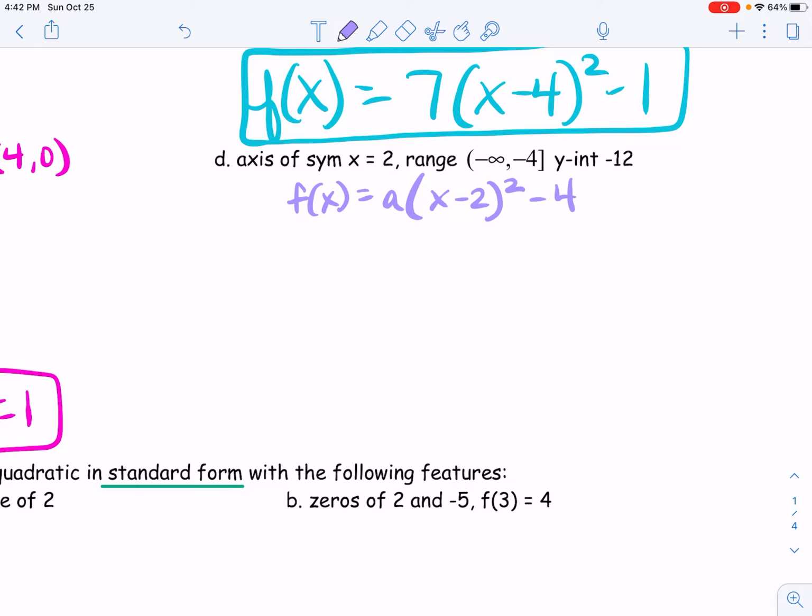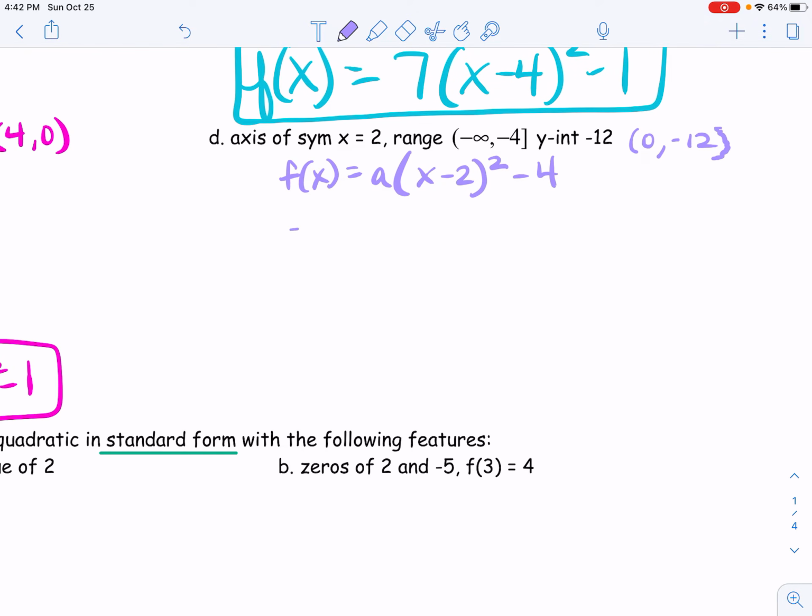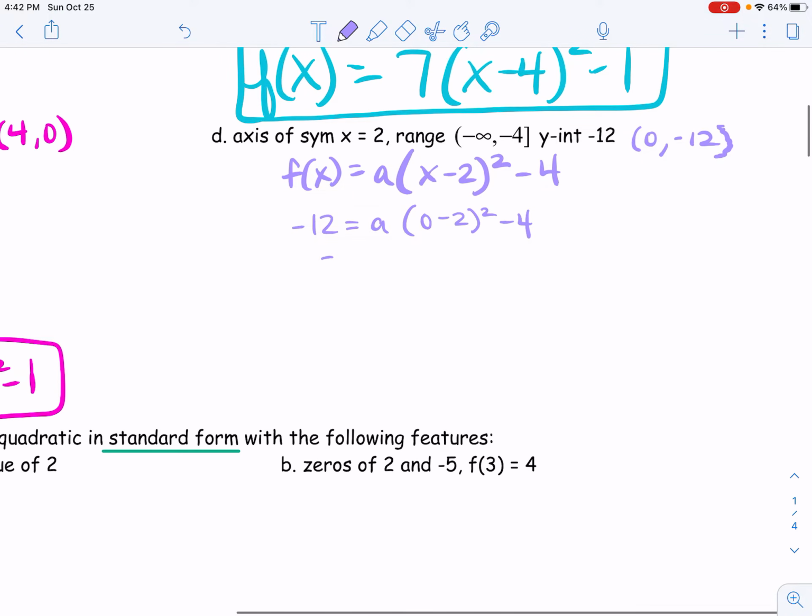So I've used my axis of symmetry and I've used my range. Now let's use this y-intercept of negative 12. A y-intercept of negative 12 is the coordinate 0, negative 12. So if I use that and plug it in to solve for a, negative 12 equals a times 0 minus 2 squared minus 4. So this is going to give me negative 8 equals 4a. So a is equal to negative 2.